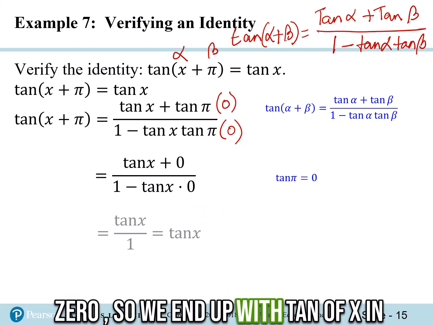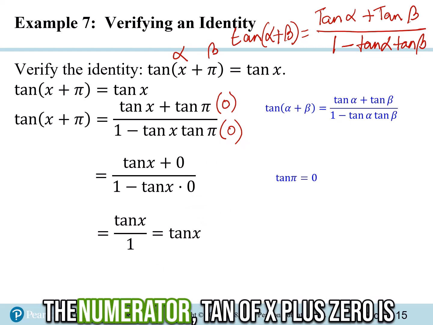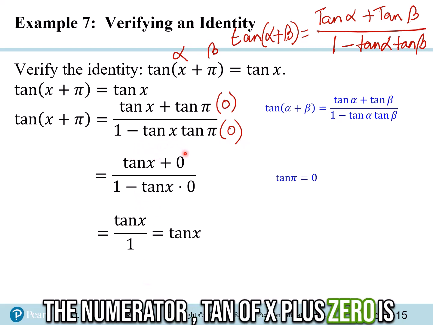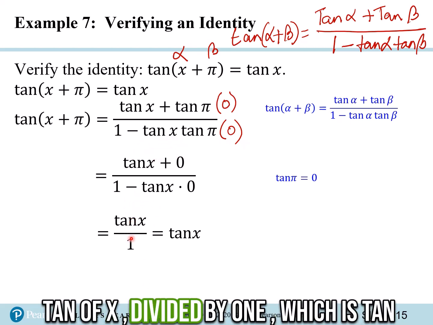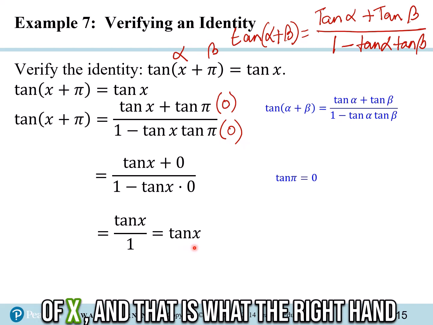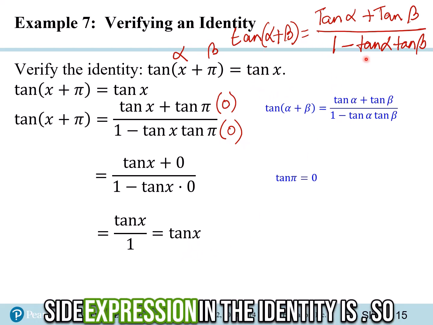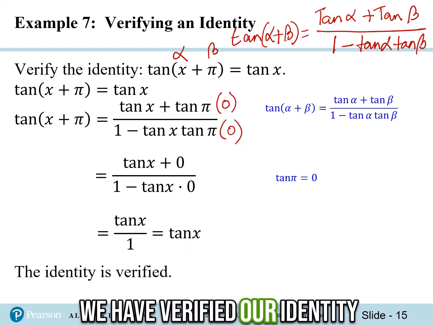So we end up with tan of x in the numerator. Tan of x plus 0 is tan of x, divided by 1, which is tan of x, and that is what the right-hand side expression in the identity is. So we have verified our identity.